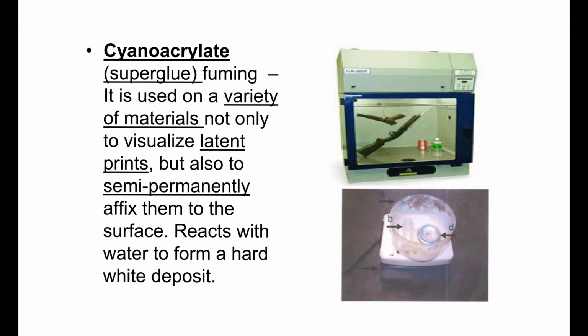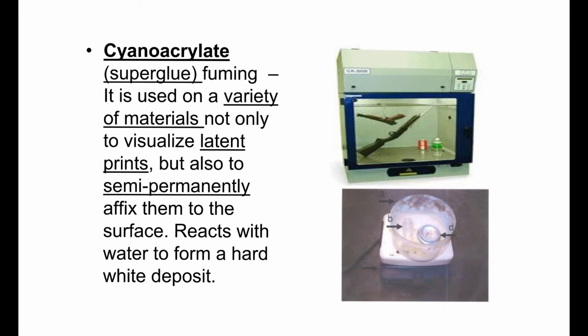One of my personal favorites is cyanoacrylate, also known as superglue fuming, and we can use this on a variety of different types of materials. We also use it not just to develop the print, but also to attach or fix it to a different surface. So we literally just use superglue, like crazy glue.